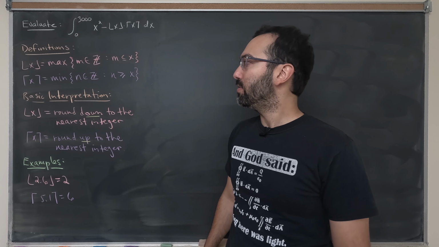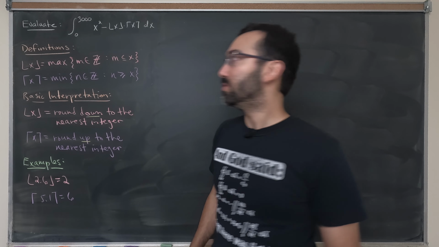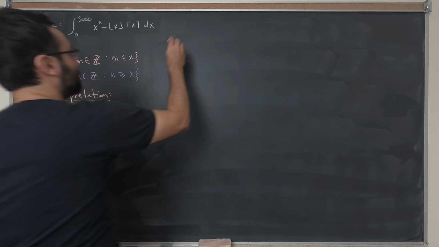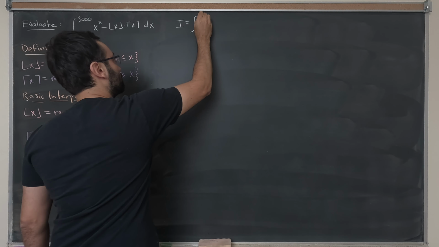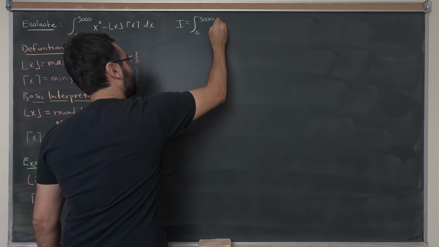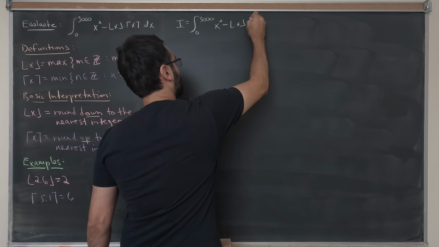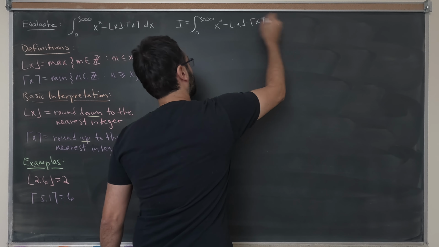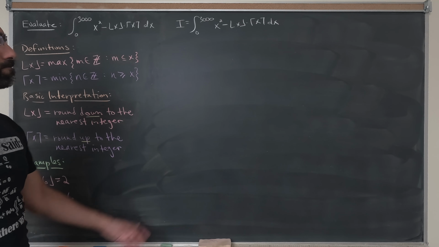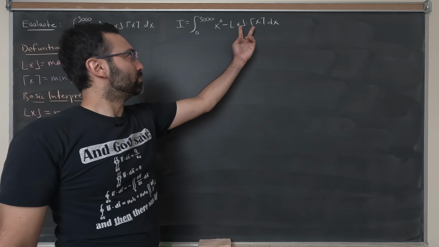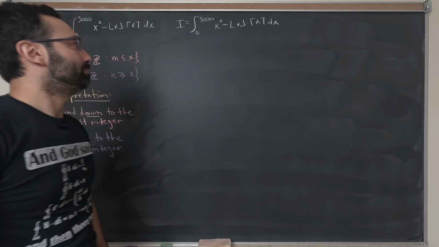Okay, so we know how these two functions behave. So let's start looking at our integral. For reference, let's call this integral I. Well, the real issue is going to be with these floor and ceiling functions. How exactly do we handle them?